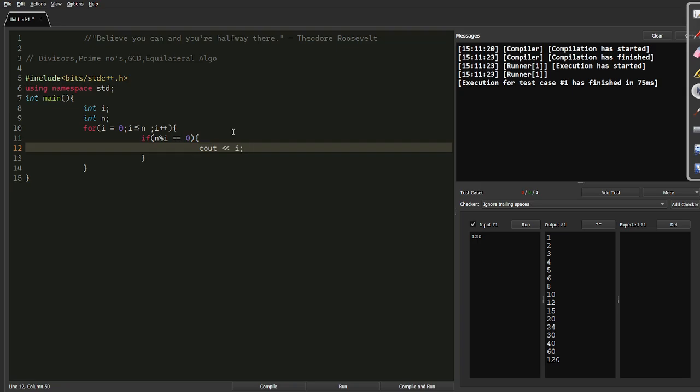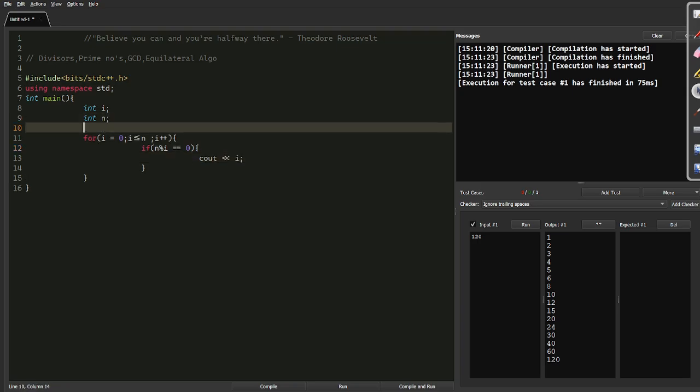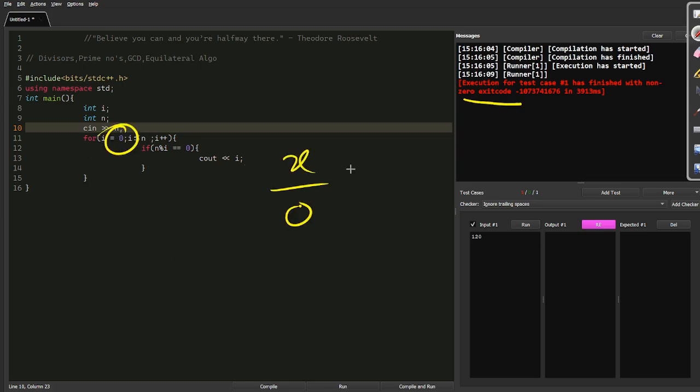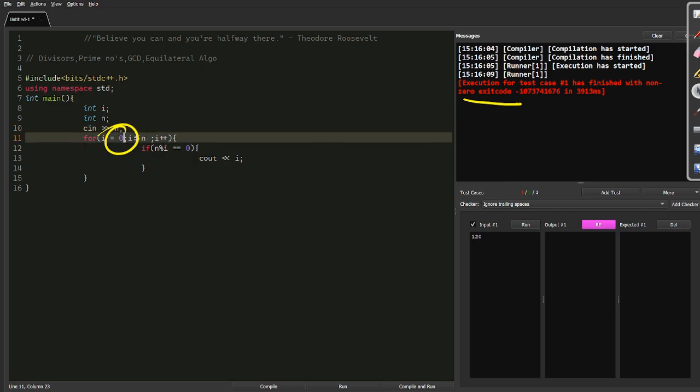Do you think this code is correct? For me, it looks absolutely correct. But do you think it's actually correct? No, it's not. It's going to give me an error here. Non-zero exit code. Actually, we start from 0. If you know basic math, x by 0 is undefined or infinity, 0 by x is equal to 0. So I cannot start with 0. That's a very basic error. There's no issue if you commit this error once, but don't forget this, okay? You start from 1.